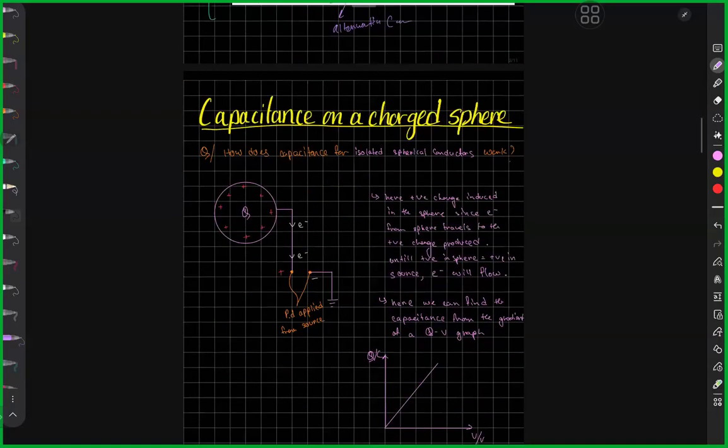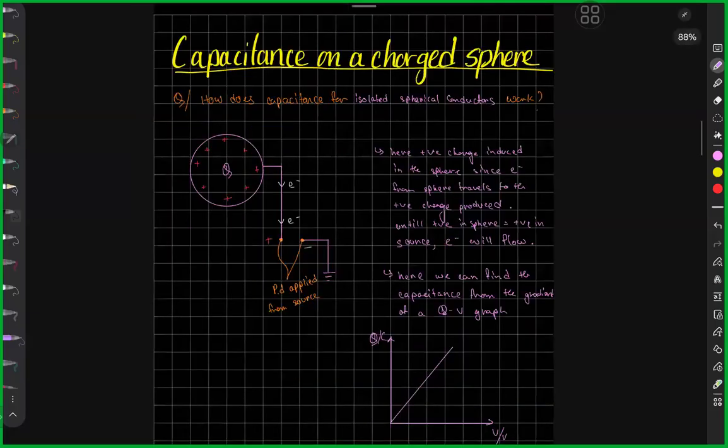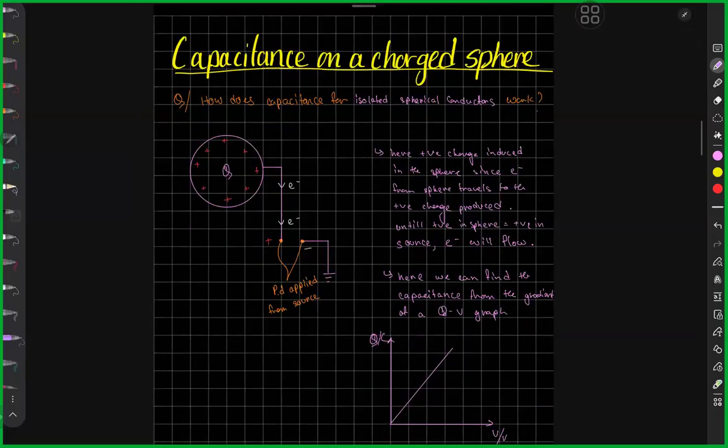So I'll show this to you, and that is going to be very important when solving circuits with capacitors. Okay, that's one of the more important chapters, which I'll come to now. How does capacitance for isolated sphere conductors work? A bit of a niche topic, but I'll explain. So what do I have? I have a conducting sphere. What does a conducting sphere mean? It conducts electricity. That's it.